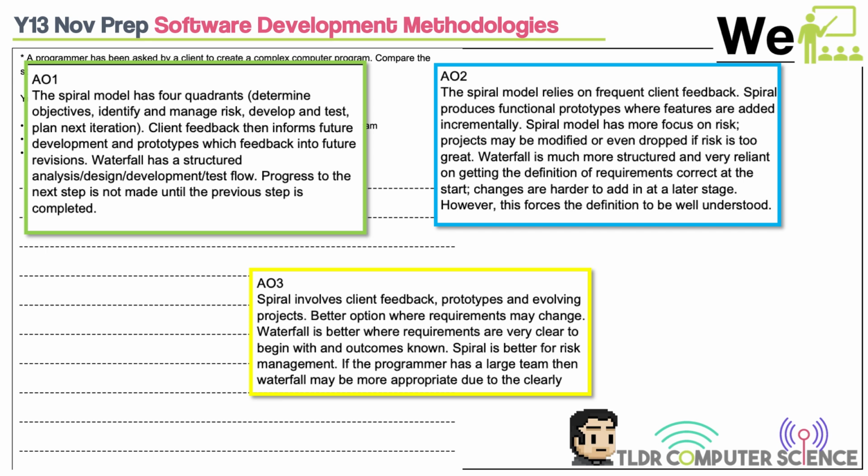But if it's unclear, you're trying to make something new or something that's not been done before, then Spiral lends itself to it because you actually might learn more about what you're trying to achieve by doing the prototyping. Yeah, waterfall is better where requirements are very clear. Spiral is better for risk management. If the program has a large team, waterfall may be appropriate due to the clearly defined aspects. There's also an element with waterfall, there's a lot more documentation. So if new members come to your team, they can actually get up to speed.